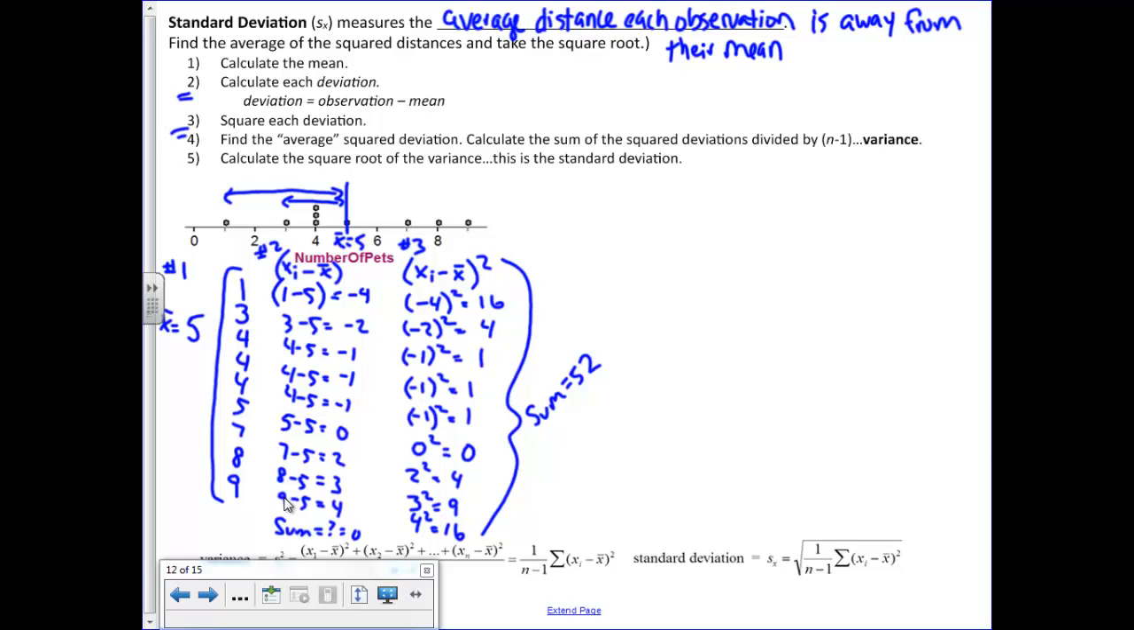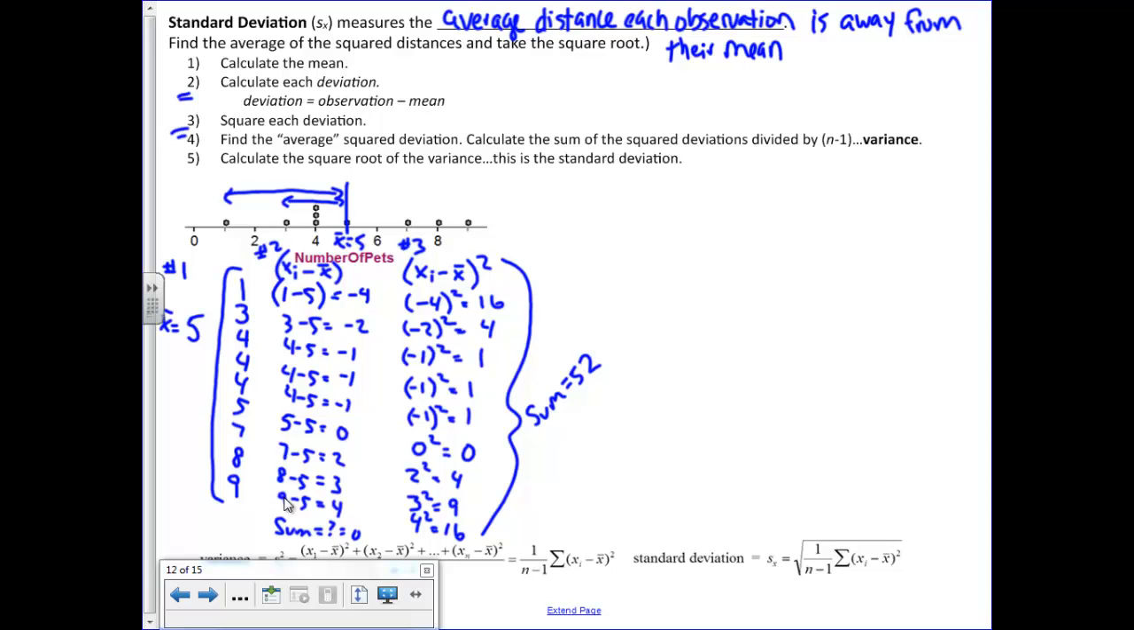Find the average squared deviation. We calculate the sum of the squared deviations, and then we divide by n minus 1. Why do we divide by n minus 1? It's a great question with a complicated answer. That's even what the book says. It comes later. But when you do standard deviation, we divide by n minus 1.